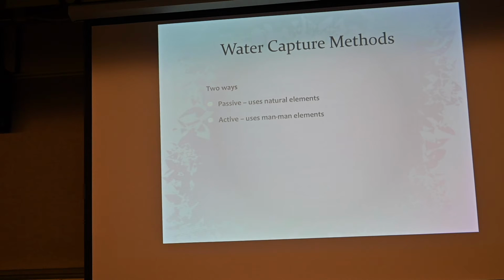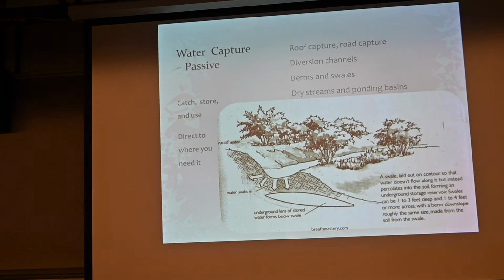Water capture methods, 2, passive and active. Passive, as we're describing, is natural elements. Active is something man-made, usually cisterns or rain barrels. So passive, if you go back to the first video, this is what they created. It is a structure very similar to this, where they had certain trees on top and another set of trees more productive below the swale, and the swale has water in it.